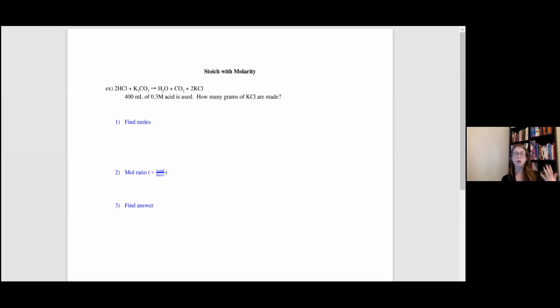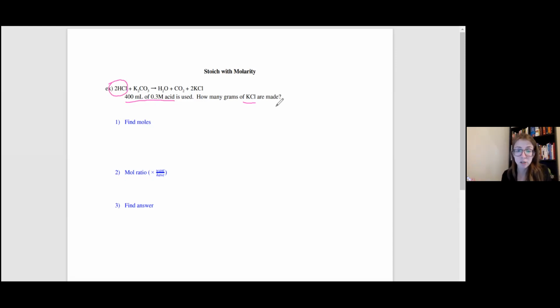So again, knowing that I'm given information about the acid, but I want to find the grams of KCl, that's what's going to tell me, since I'm talking about two different things, acid and then KCl, that I'm going to need to use some Stoich. The acid, by the way, is one of the acids you've learned. So HCl, that's hydrochloric acid. That's what the information is talking about.